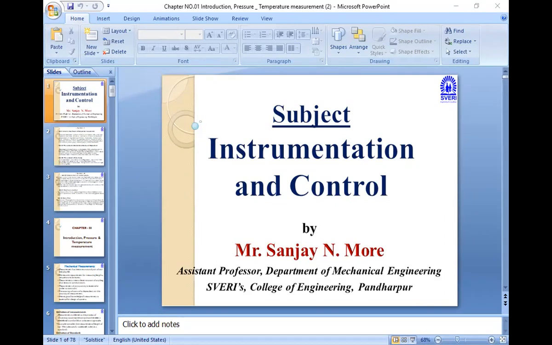Means any instrument or any equipment is based on this block diagram: physical quantity to be measured, primary sensing element, variable conversion element, variable manipulation element, data transmission element, data processing element, data presenting element or display, and the last one is the observer. Then instrument characteristics are divided into two categories. First one is static characteristics and second one is dynamic characteristics.